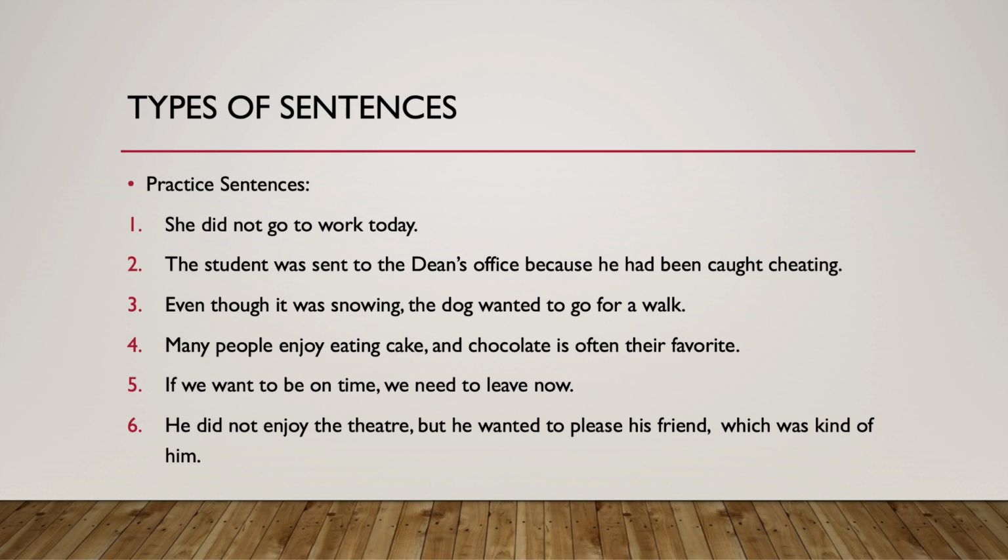Okay, let me read the sentences for you. Number 1, she did not go to work today. Number 2, the student was sent to the dean's office because he had been caught cheating. Number 3, even though it was snowing, the dog wanted to go for a walk. Number 4, many people enjoy eating cake and chocolate is often their favorite. It's mine. Number 5, if we want to be on time, we need to leave now. Number 6, he did not enjoy the theater, but he wanted to please his friend, which was kind of him.